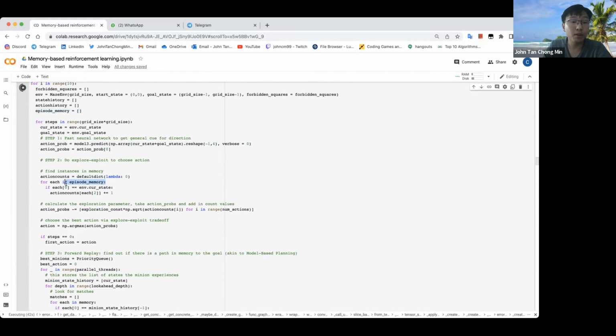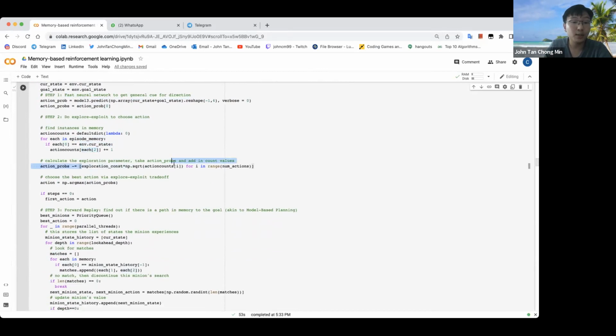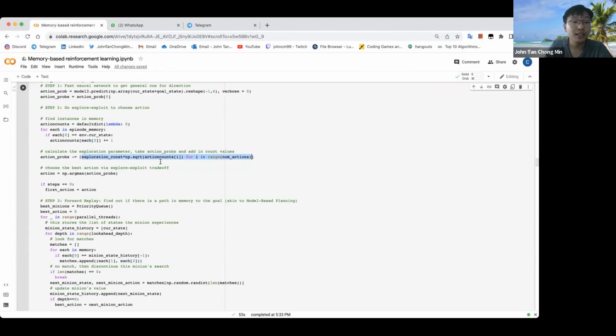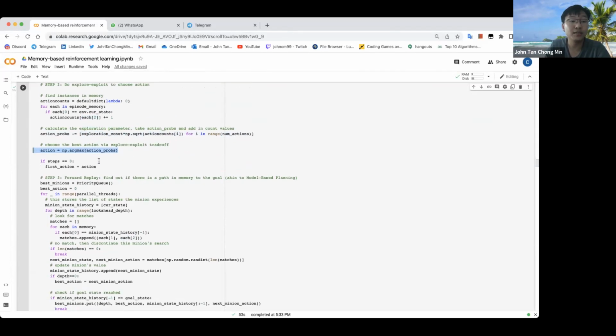For this episode memory, we just add the action counts by 1 for each experience action. So over here, each 2 is basically the action itself. With this, we can then do our explore-exploit equation: the action probabilities minus the exploration constant times the square root of the action counts. Then we take the argmax. This gives you the explore-exploit trade-off for your action.